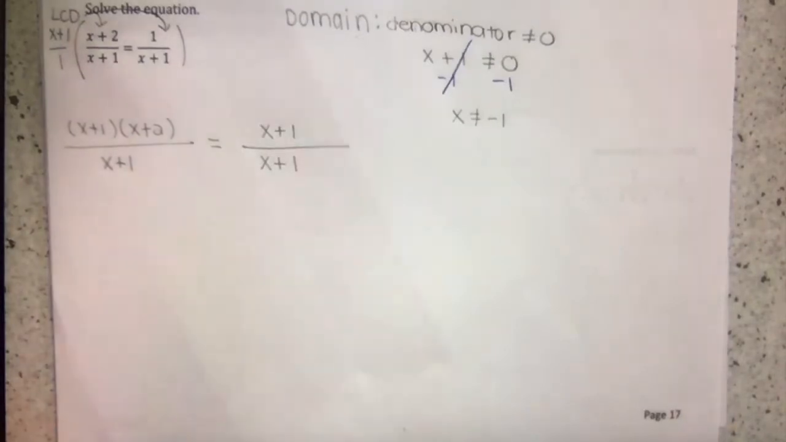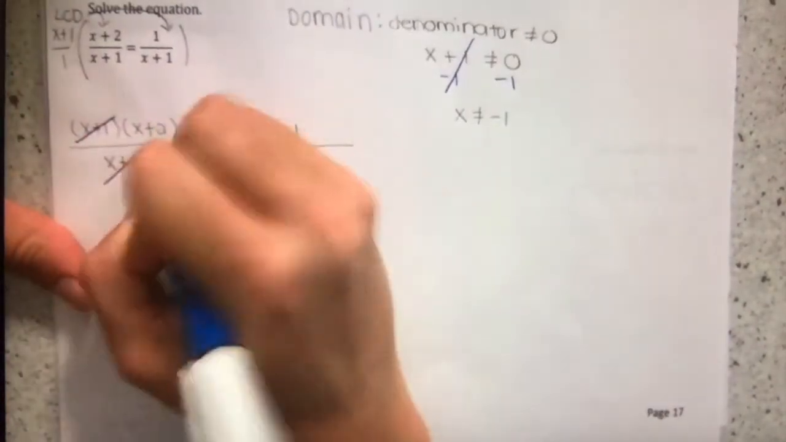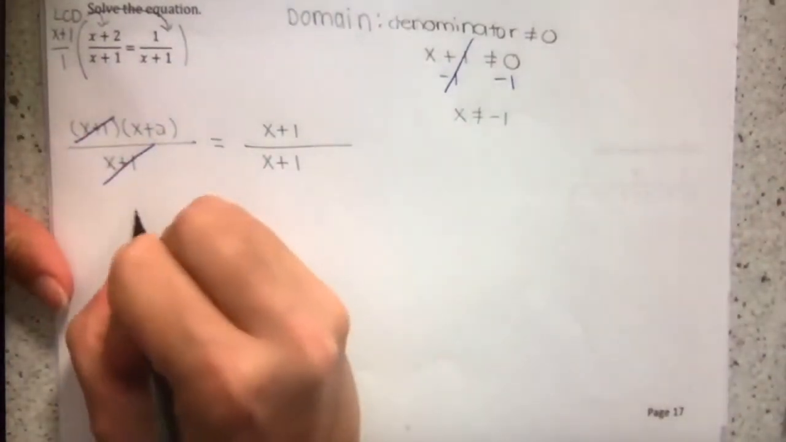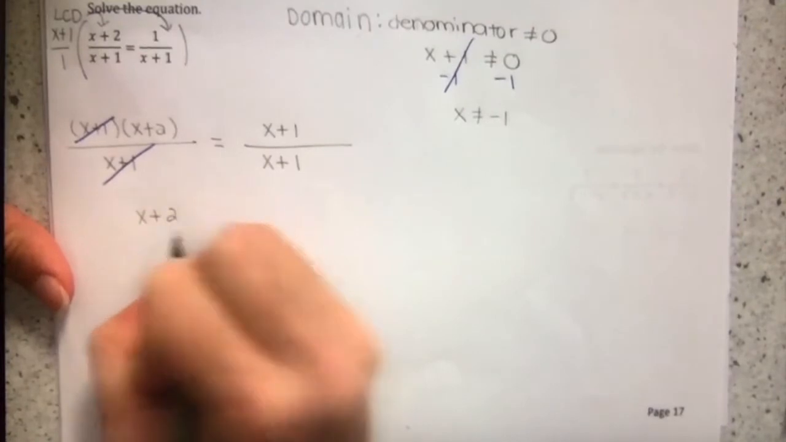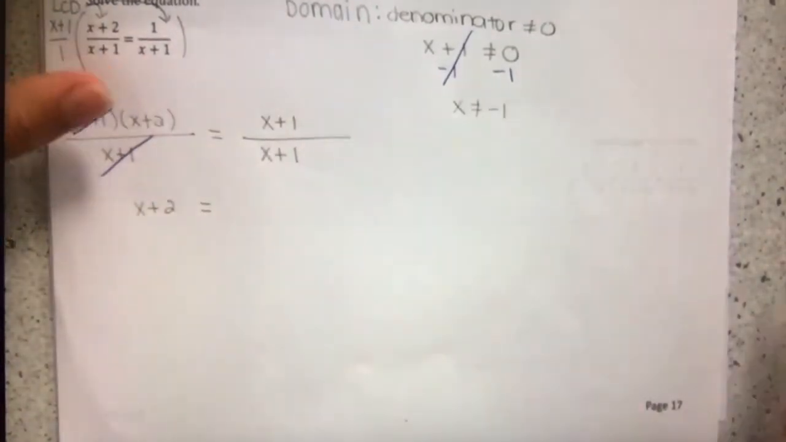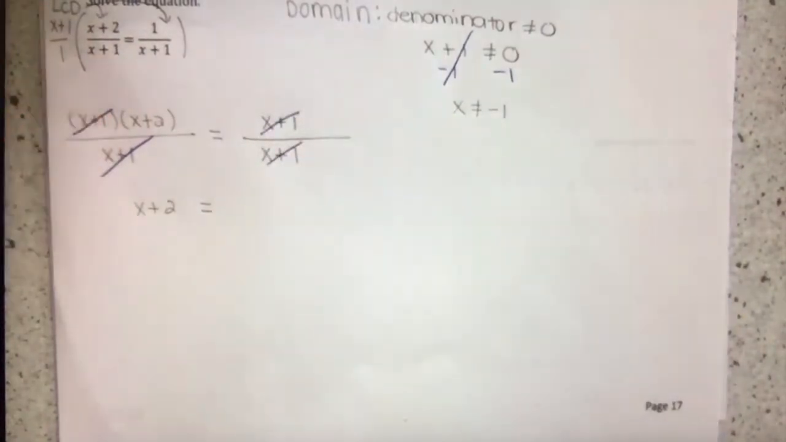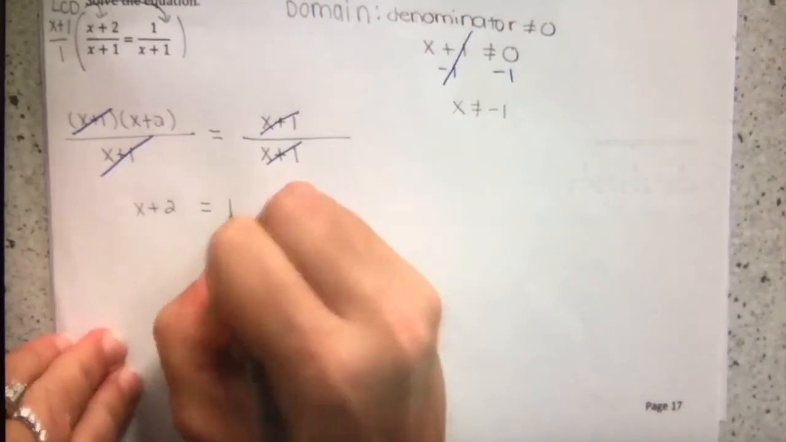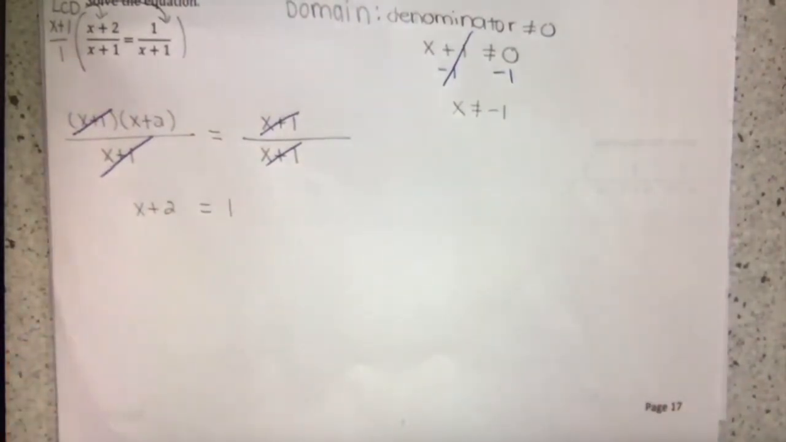So now's my favorite part. Let's cancel each other out. X plus 1's go away. That means we're left with x plus 2 all over 1, which is just x plus 2, equals, x plus 1's cancel out. So what's left over on the right-hand side? 1. Just 1. Perfect. So we have x plus 2 equals 1.